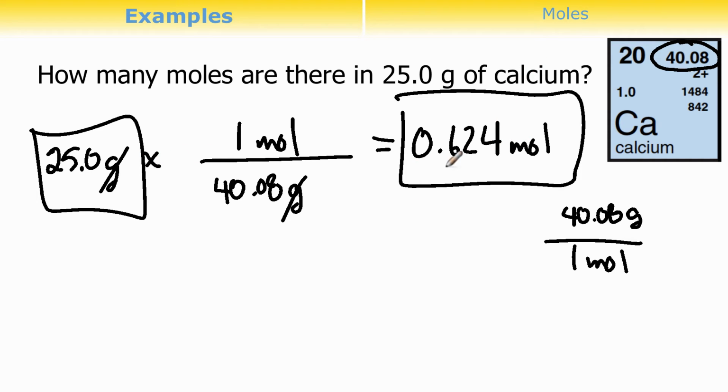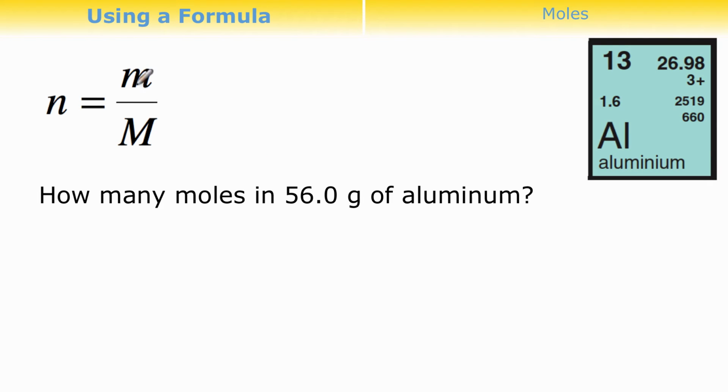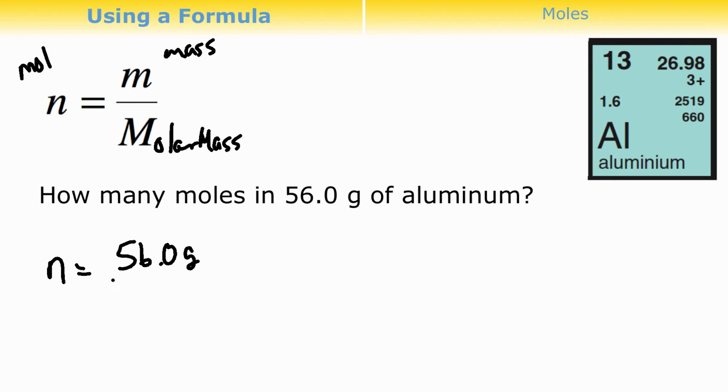So that's dimensional analysis. Here's another way you can do it, and it's a formula. n stands for moles, little m stands for mass, and big M stands for molar mass, or atomic mass. So for example, in this one, if they want to know how many moles in 56 grams, I'm looking for moles, so I put an n there. Mass, that's this one in grams, 56.0 grams, divided by the molar mass of aluminum, which is right here, 26.98.